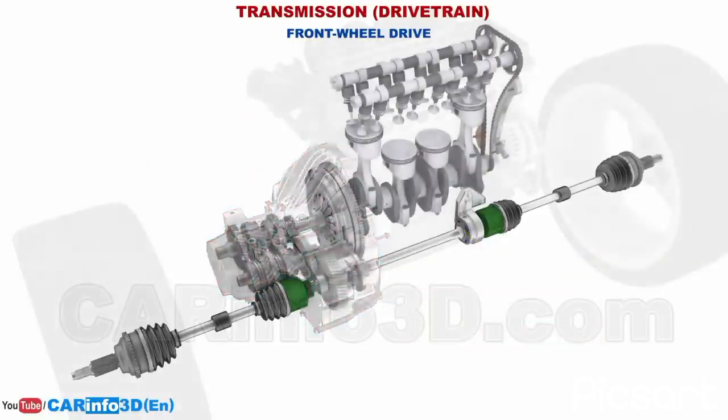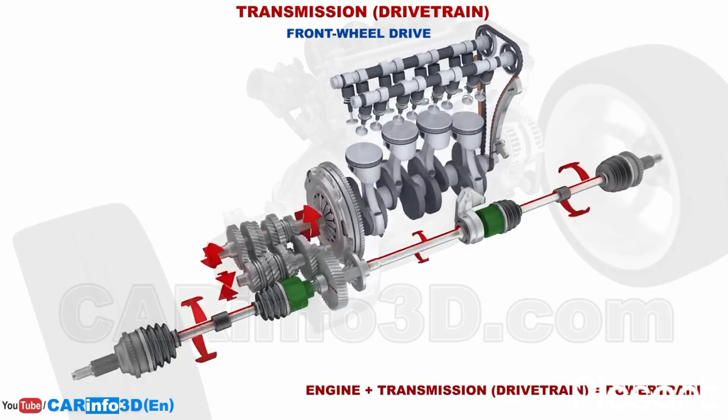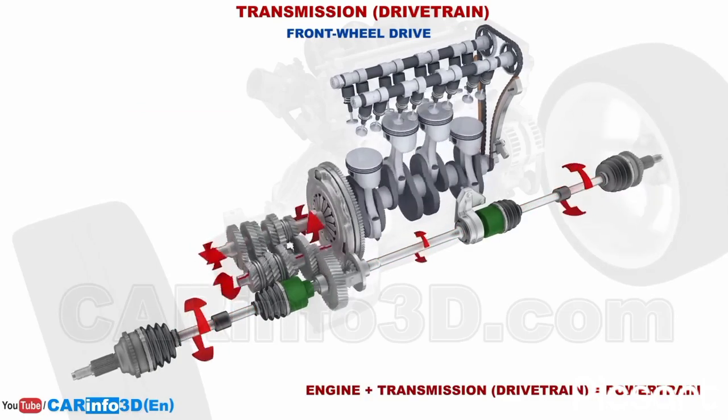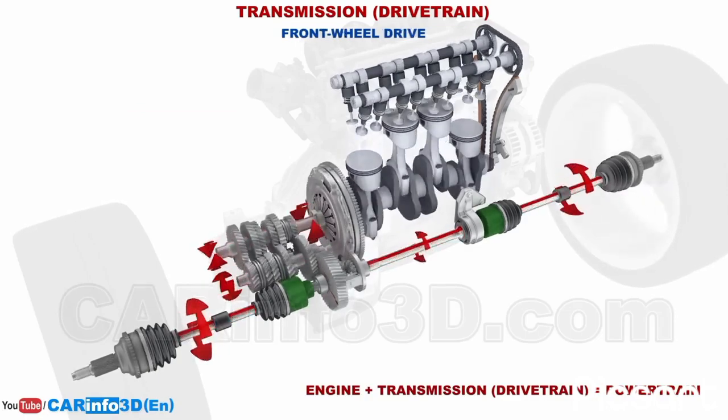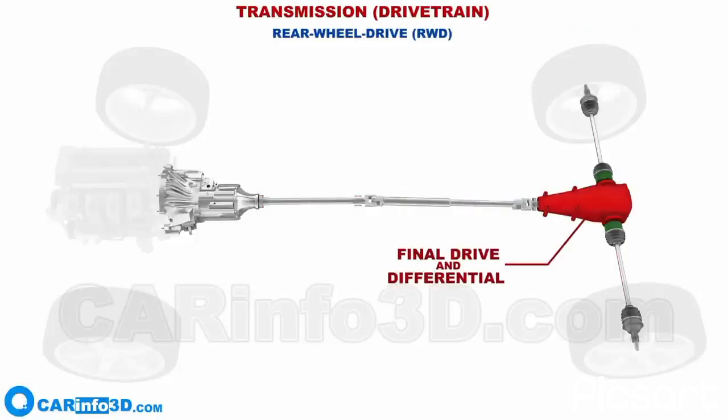Now we can see how the engine and the transmission interact. The combination of the engine and the transmission system is called the powertrain. Rear-wheel drive is another type of wheel drive. Such transmission also include a propeller shaft. The final drive and differential are located on the drive axle, outside the gearbox housing.